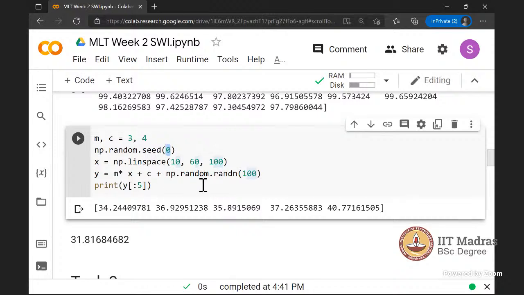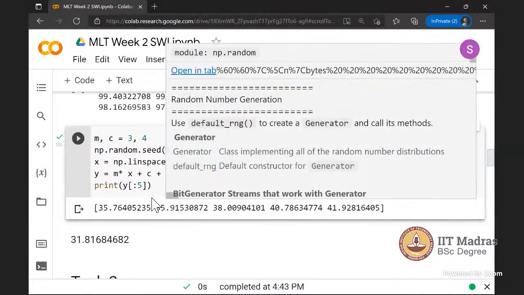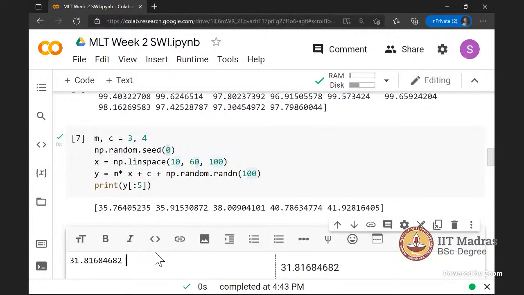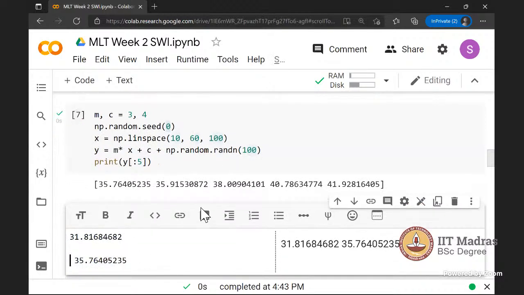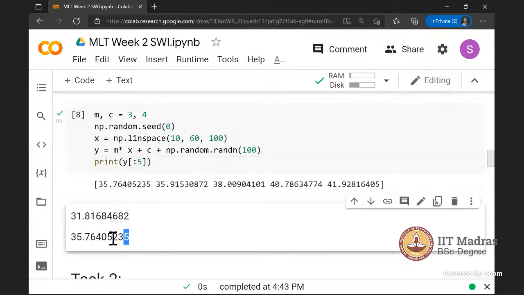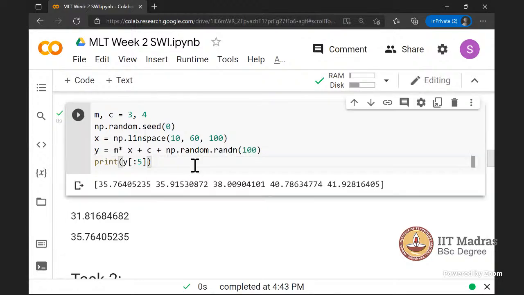So now let's execute it. I've set it to 0. Now there's 35.76. All right. Now let me execute it again, or I can copy this one. Okay. Now, if I execute it again, I'm still going to get the same number. You can notice this, 35.76. No matter how many times I run this piece of code, I'm always going to get the same output. Okay?